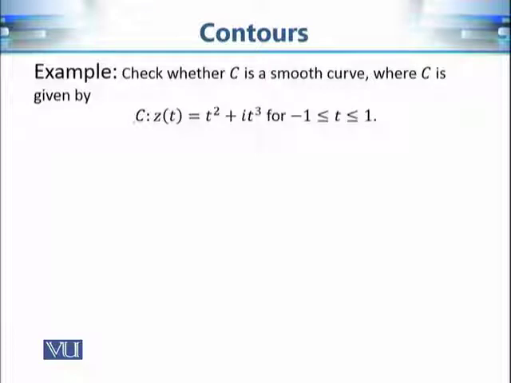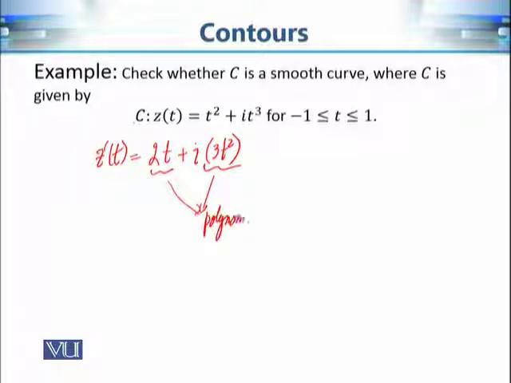Now let's check if this curve is smooth or not. Let's calculate z prime of t. z prime of t is the derivative of t square, which is 2t, plus iota 3t square. And of course this exists because these are just polynomials. We can also see that the coordinates of z prime of t are polynomials, and polynomials are always continuous. So this implies that z prime of t is continuous. So the first condition is satisfied.